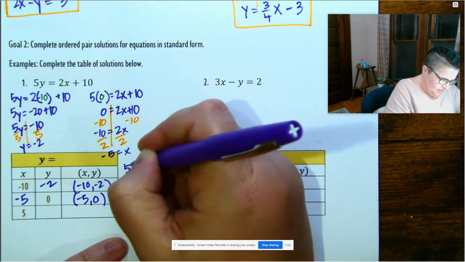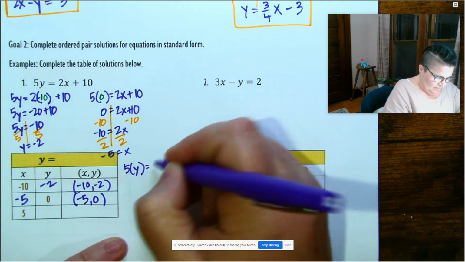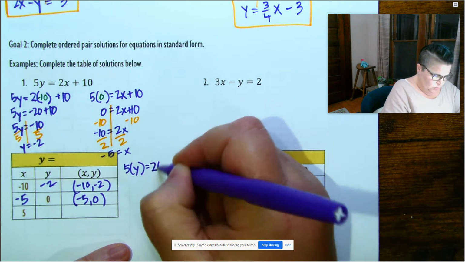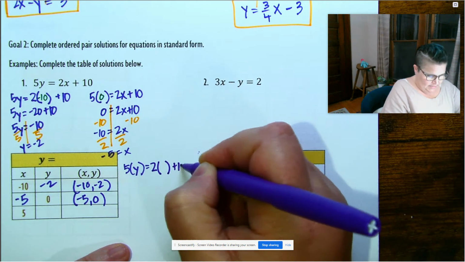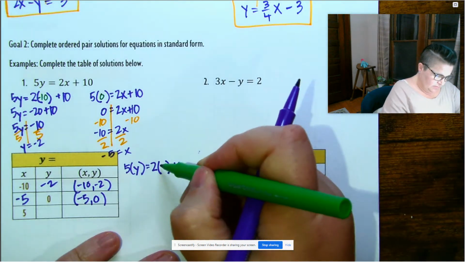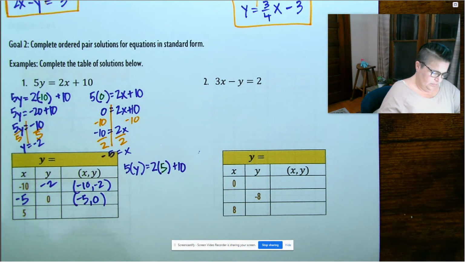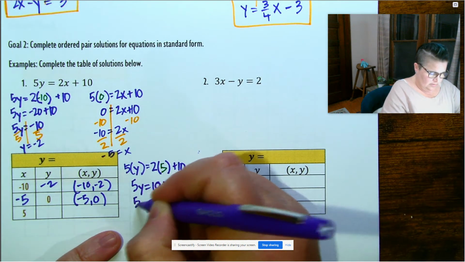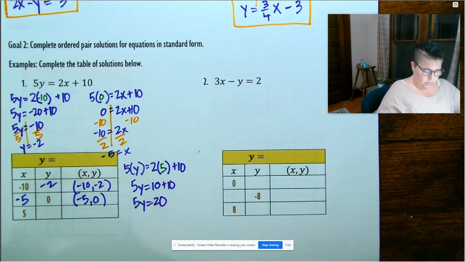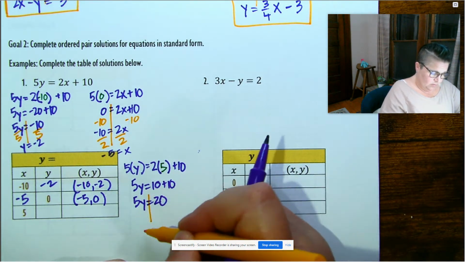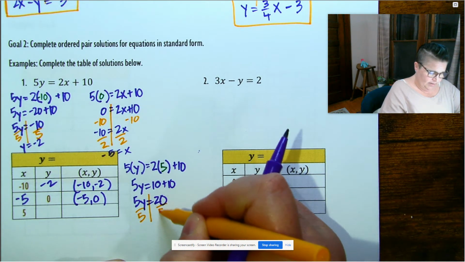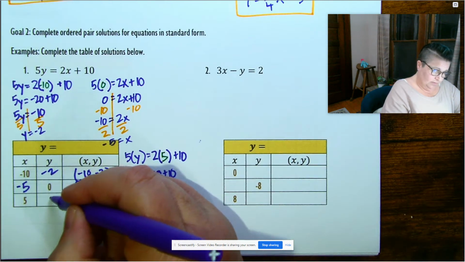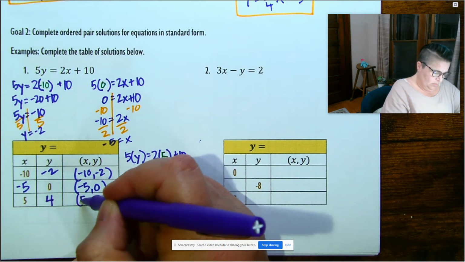5y is 2 times my x value plus 10. So that's going to be 2 times 5. So I've got 5y is 10 plus 10. So 5y is 20, because I can do those. Then to isolate the y, I need to divide both sides by 5. And I get y is equal to 4. So that gives me a y value of 4 and a point of 5, 4.